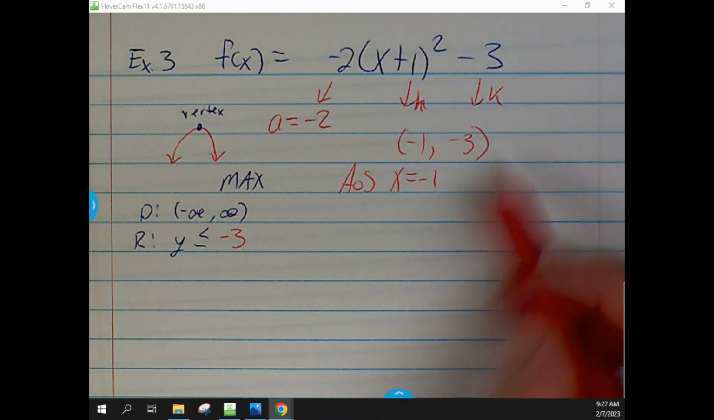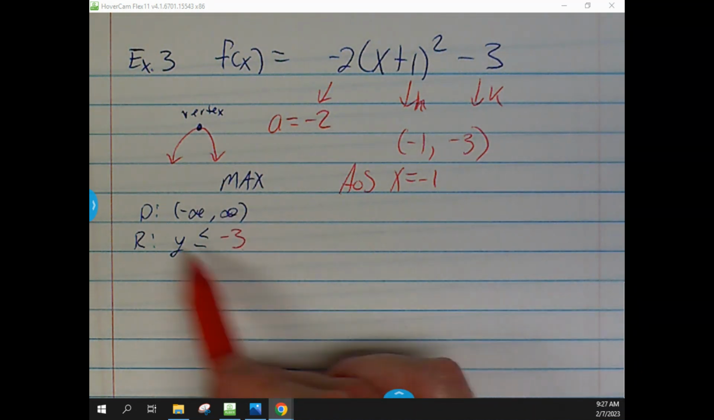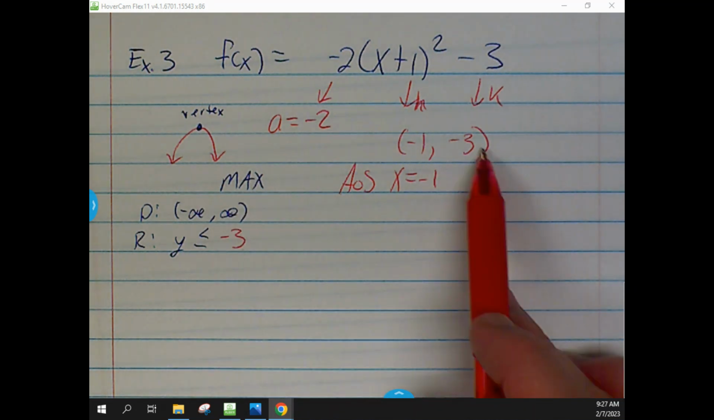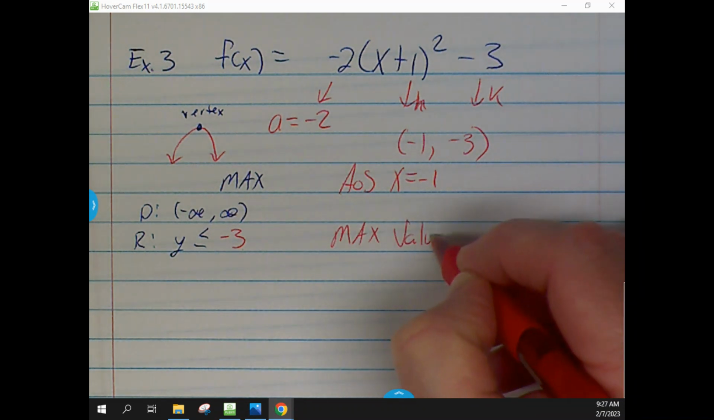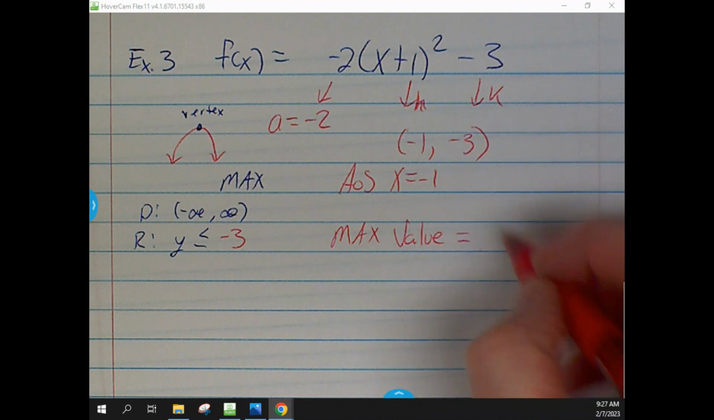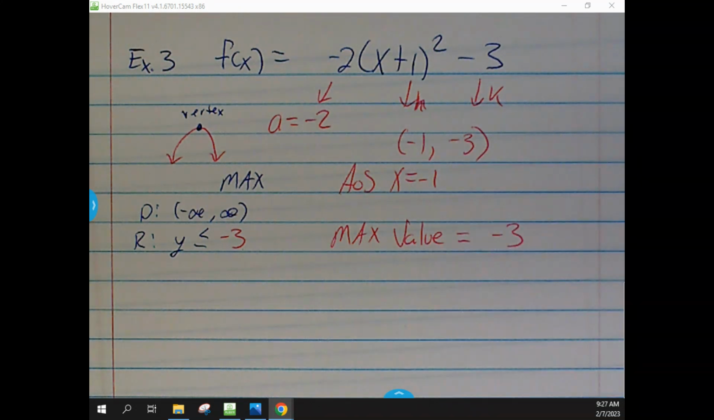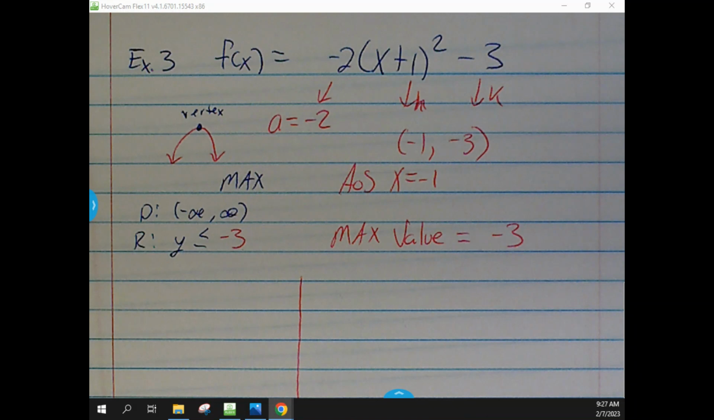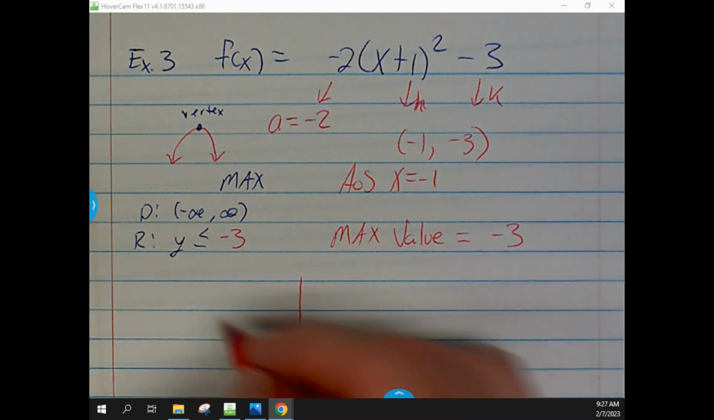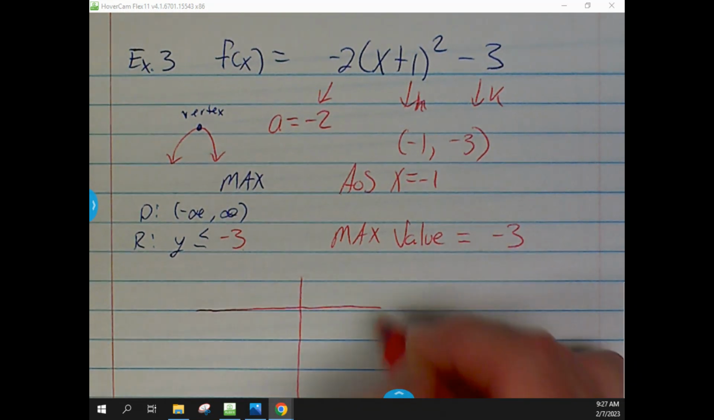Whatever your y value is, that's your minimum point or your maximum point. In this case, we said this was the maximum. So the max value is -3. And then the only thing left to do is just to graph it. We're going to -1, -3, so we need more room at the bottom here.